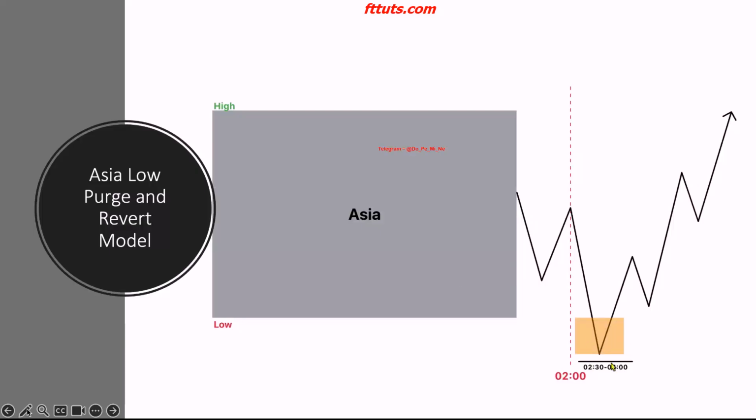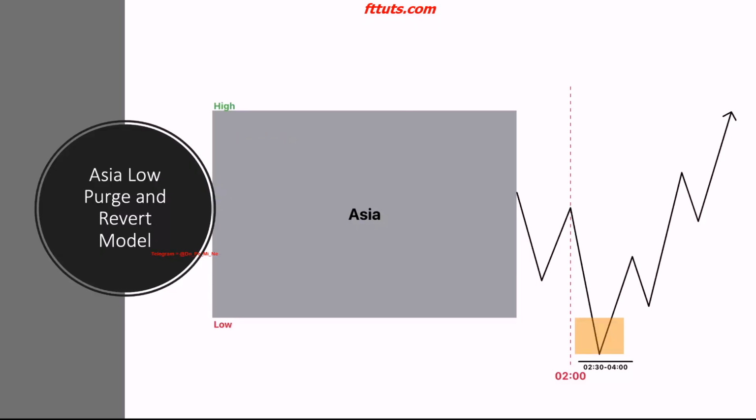And from there on, we want to see that the market shows a willingness to trade back above the Asia low and show lower time frame change in the state of delivery signatures to continue price higher towards the Asia high. This model sets up when the higher time frame order flow is bullish and the market is drawn towards buy side liquidity or to an old inefficiency.